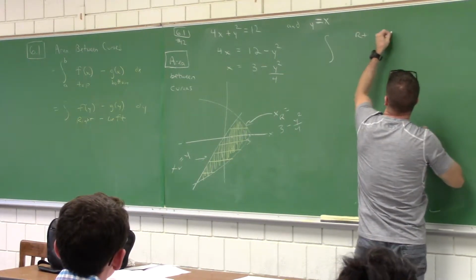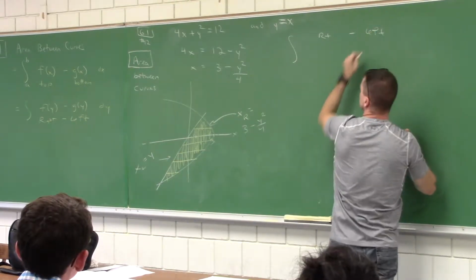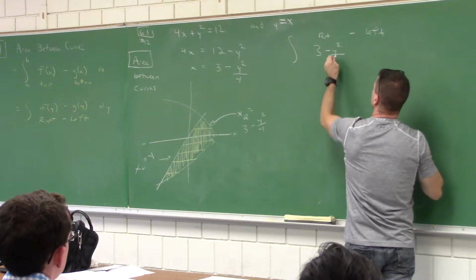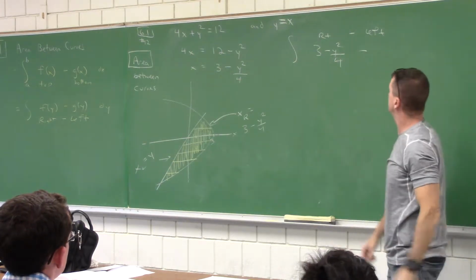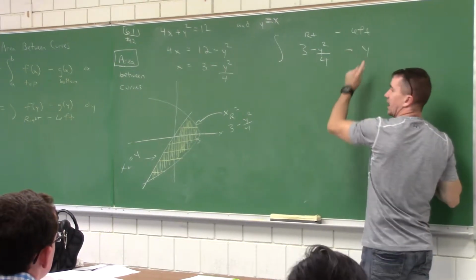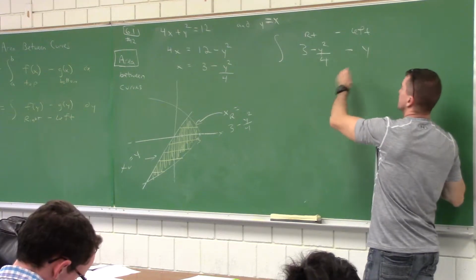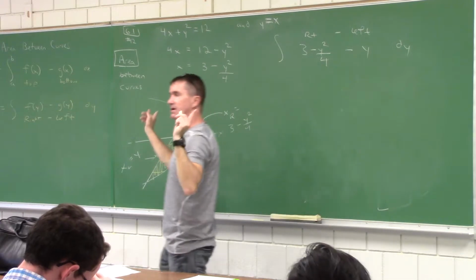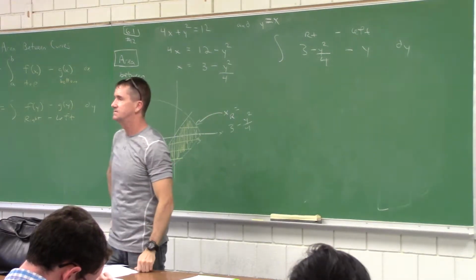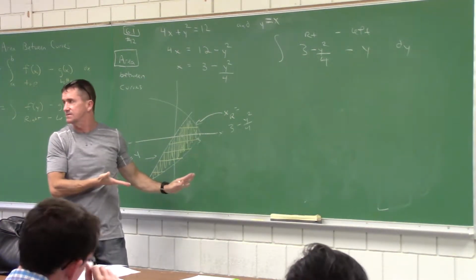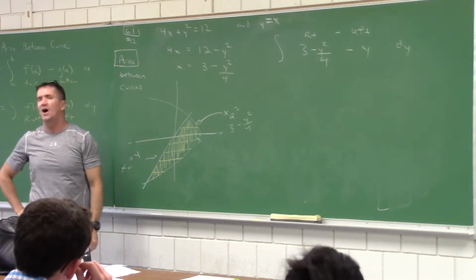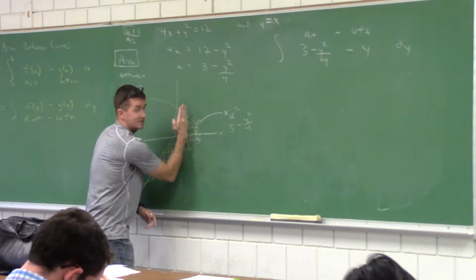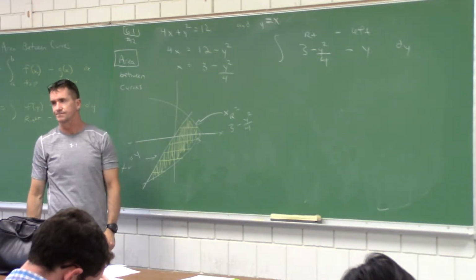Right minus left. Who's on the right? 3 minus y squared over 4. And who's on the left? Y. Now we're going to look carefully. What letters do I have up here? They're all in terms of y, so I'm not putting a dx, I'm putting a dy. And we'll do this for scenarios like this. Yeah, you could have done top minus bottom, but that would have been a pain, right? We had to break it up into two expressions.